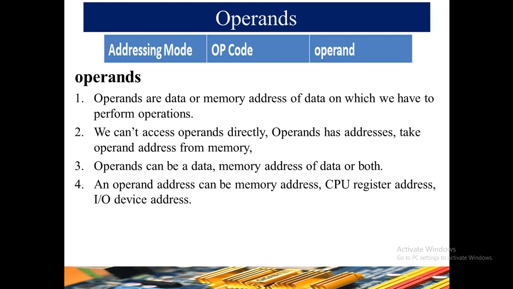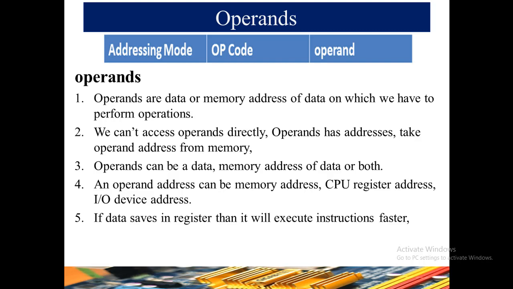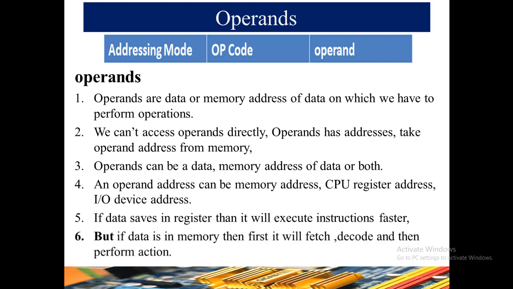An operand address can be any memory address, CPU register address, or input-output device address. If the data is saved in a register, then the processor will execute the instruction faster. While if data is in memory, then first the processor has to fetch it, decode it, and then perform the actions. So this is a lengthy procedure. Saving the data in the register is a faster way to perform operations.